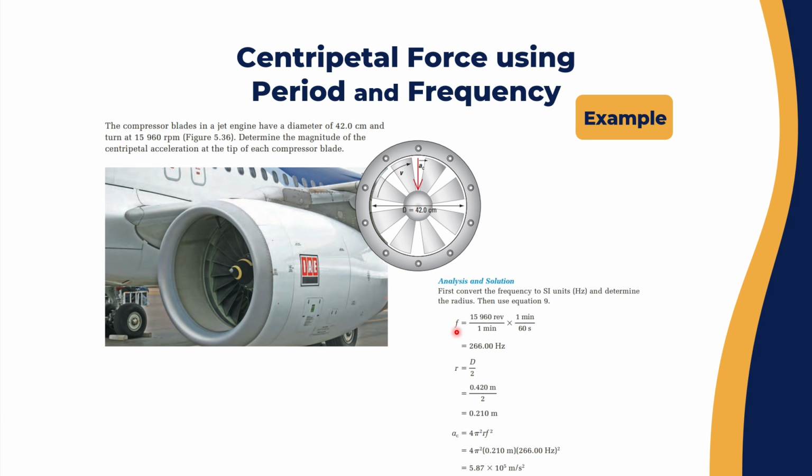AC would be, in terms of frequency, 4π² multiplied by R times F squared. That would give you, by plugging in the variables, 5.87 multiplied by 10 to the power of 5 meters per second squared.